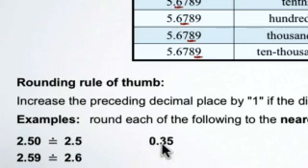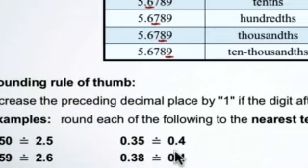0.35, 3 is in the tenths. I look after it. It is 5 or greater, so I go back and increase it by 1. So 0.4. 0.38, 3 is in the tenths. I look after it, 8, which is greater than 5, so I increase the tenths place by 1. 0.4.